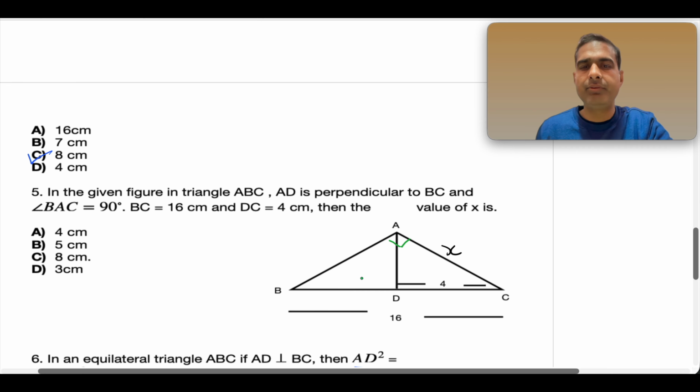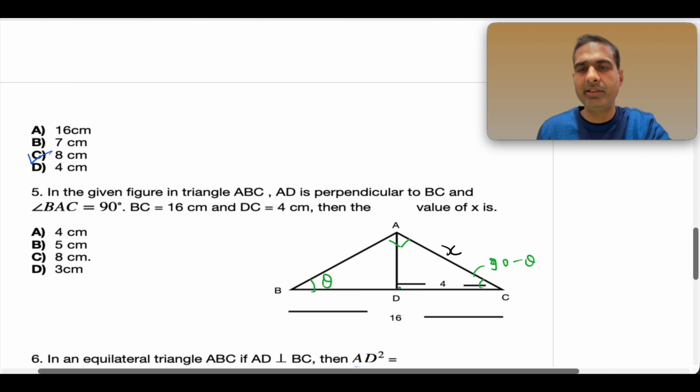So if we analyze these triangles, angle A is 90 degrees. So in triangle ABC, angle A is 90 degrees. If I assume B as theta, then angle C will be 90 minus theta, because the sum of B and C should be 90. So if B is theta, C has to be 90 minus theta.